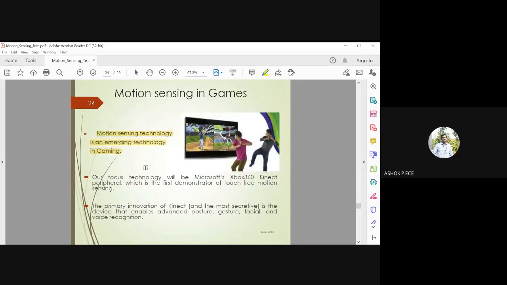So the focus we have is touch-free motion sensing. Microsoft has the Xbox 360, which is a touch-free motion sensing demonstration. What you do will be replicated here. The primary innovation of Kinect is a device that enables advanced posture, gesture, facial, and voice recognition. So it can detect everything. It can see posture and gesture, and do facial and voice recognition.